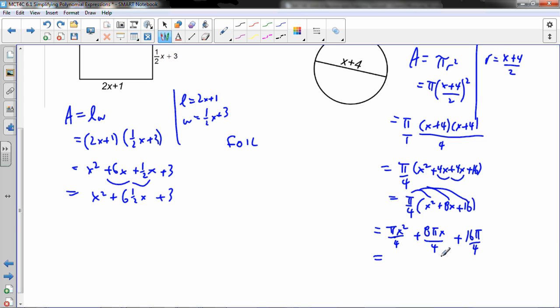I can go 8 divided by 4 and get 2, so it would be a communication error not to simplify that. Same as 16 divided by 4 is 4 pi. And there's that one. There's an expression for the area of that bad boy, no matter what x is. Polynomial expression.